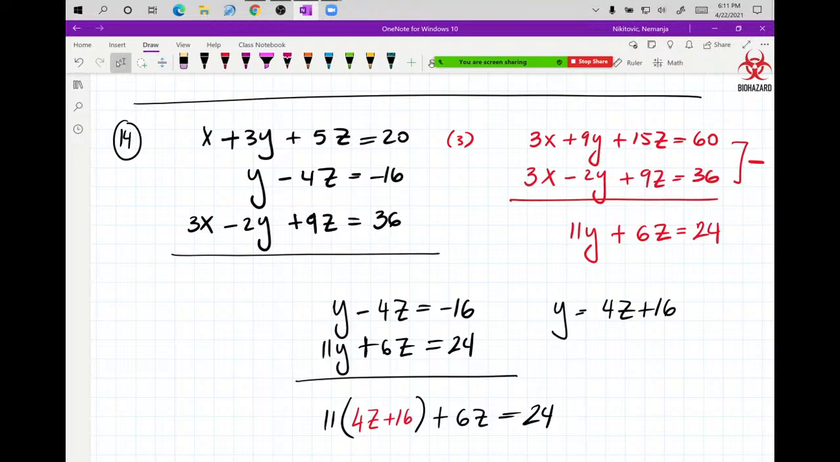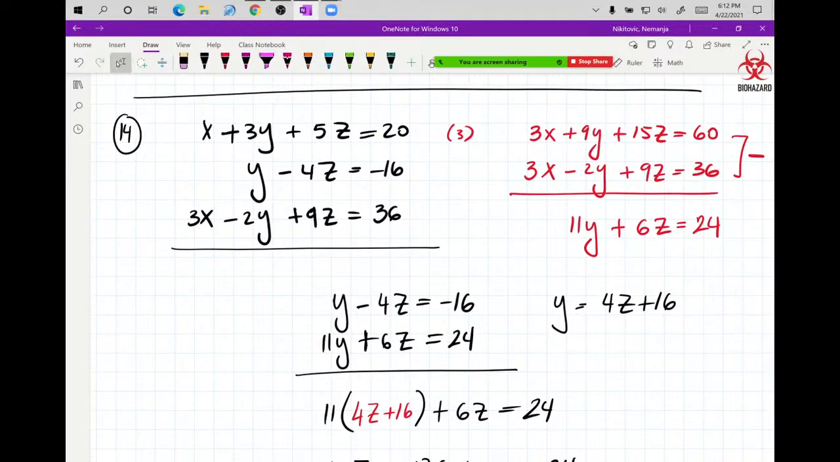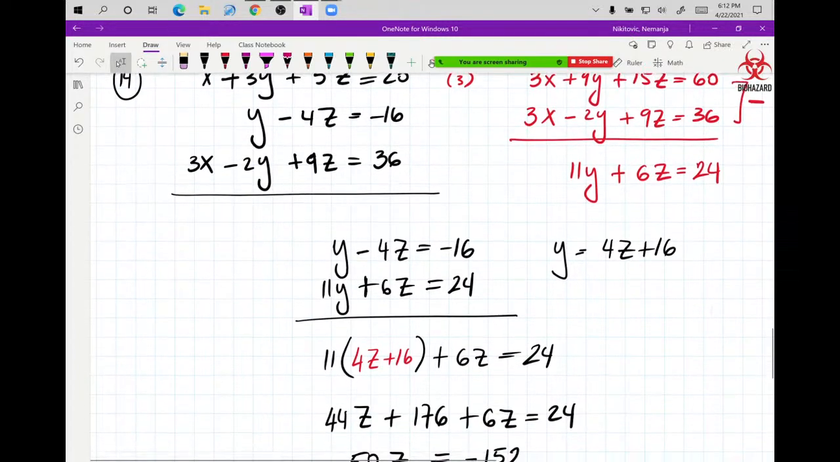3 minus 3 is 0. 9 minus 2 is 11. 15 minus 9 is 6. 60 minus 36 is 24. Then we copy the equation, and that's negative 16.